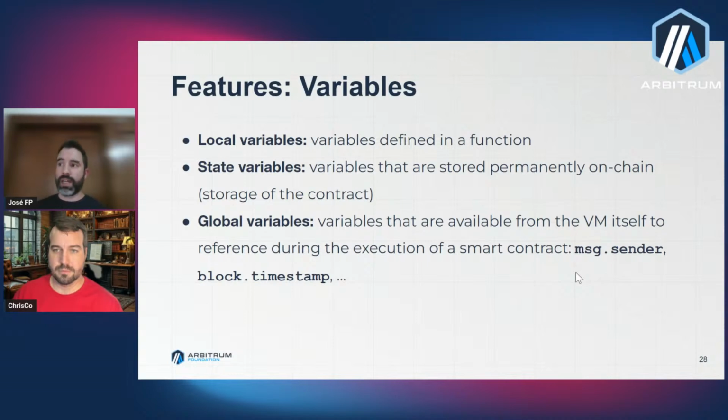And then we have global variables. For those who are familiar with Solidity, you know about these. They are variables that are available from the virtual machine and that you can use during execution of the smart contract. These are message sender, message value, block timestamp, block number, those.